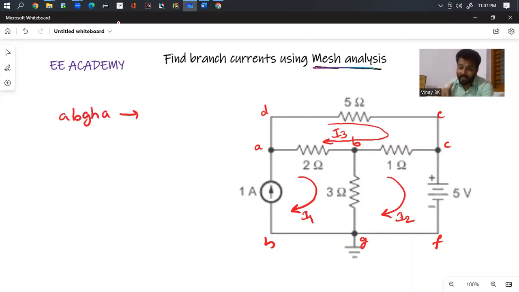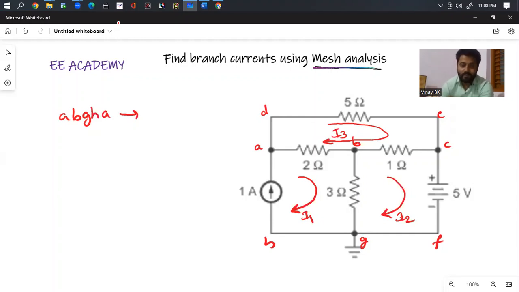Steps I explained in the last video: first give namings, then give loop direction along with the current if they are not given. If they are given, you can use that loop direction along with the current only. So here I am giving three loop directions along with the current, that is I1, I2, I3, because it is having three loops. Clear? So in the first loop we can see there is a current source.